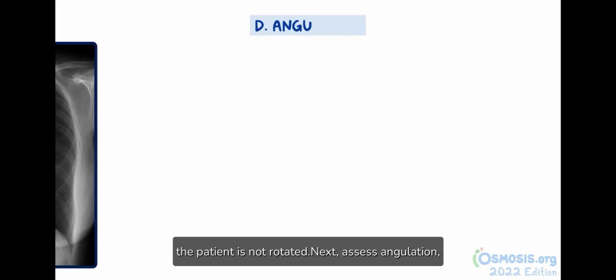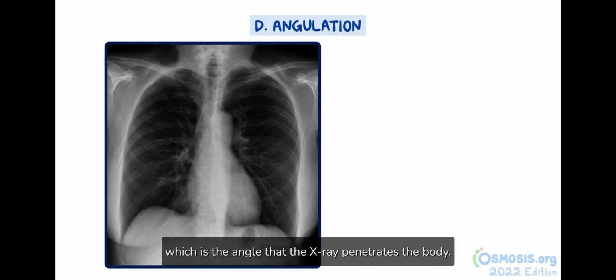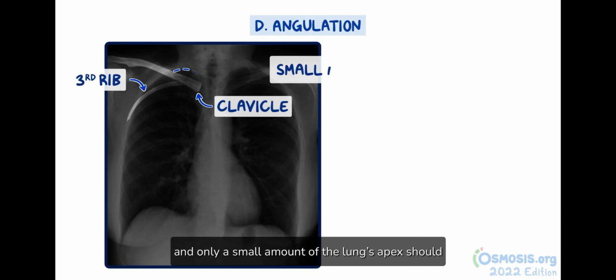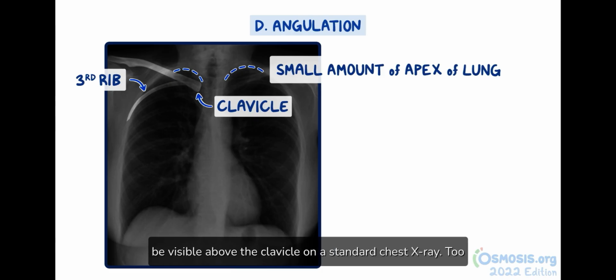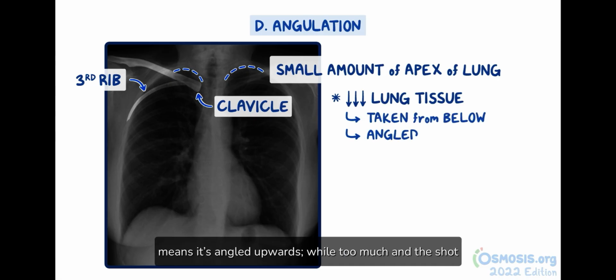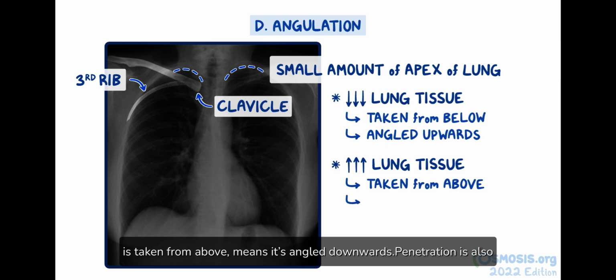Next, assess angulation, which is the angle at which the X-ray penetrates the body. The clavicle should lay over the third rib, and only a small amount of the lung's apex should be visible above the clavicle on a standard chest X-ray. Too little lung tissue and the shot is taken from below means it's angled upwards, while too much and the shot is taken from above means it's angled downwards.